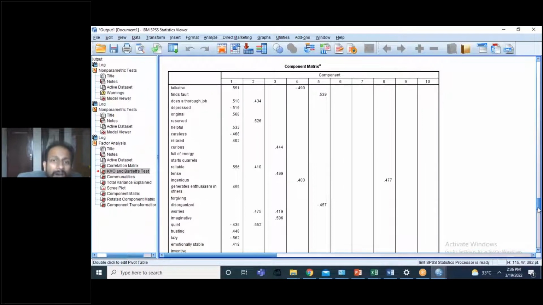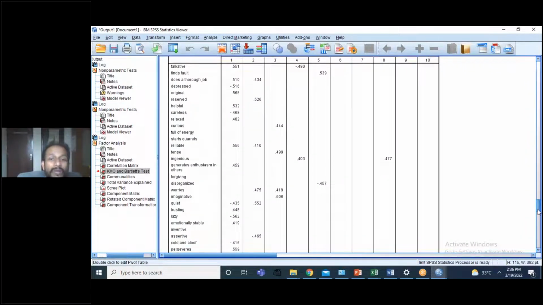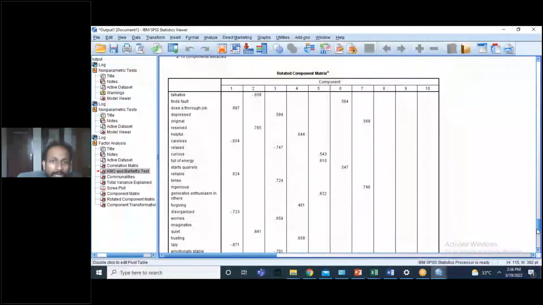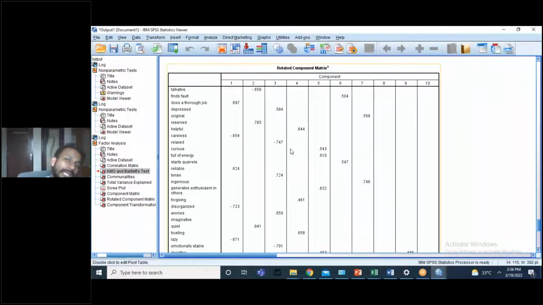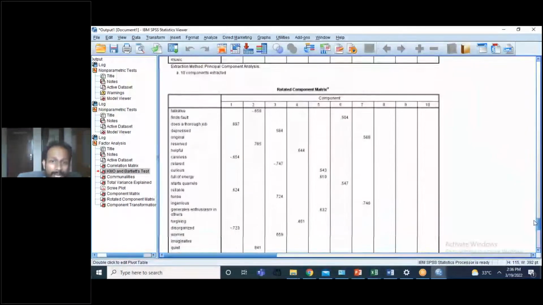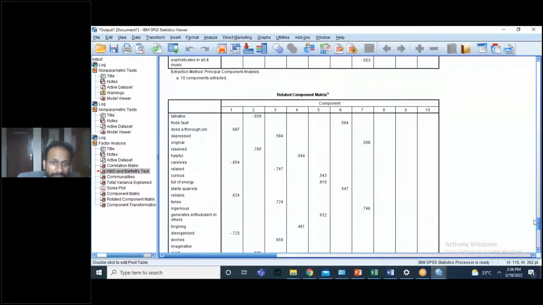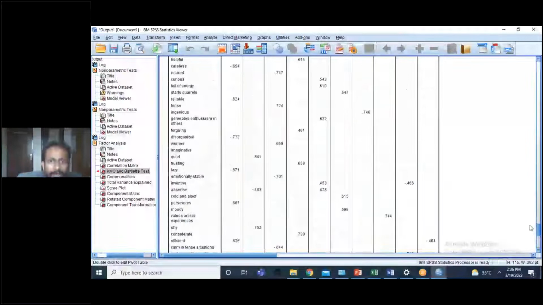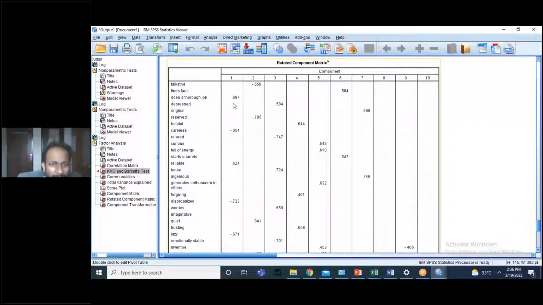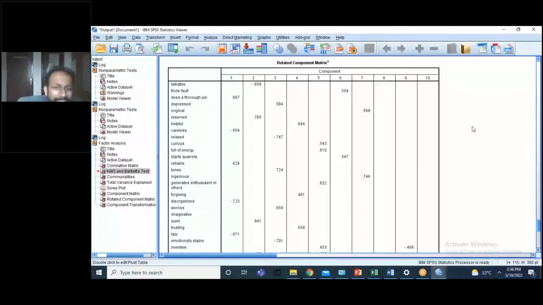So for that purpose, we have to consider rotation. We have to look at the rotated component matrix. Here the loadings are almost equally distributed across different factors. This is what you need to consider as the final one for interpretation of the data. If you look at these rotated components, you can see that some of the variables have a high level of contribution for the first component. What do we consider as high? Anything above 0.6, or anything above 0.5, is considered very good.